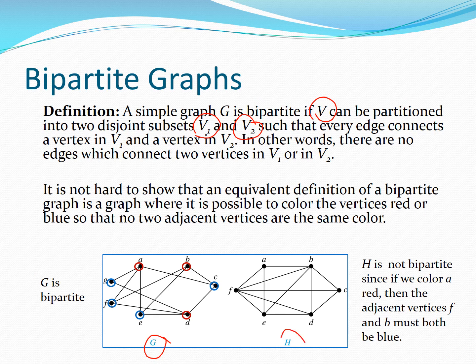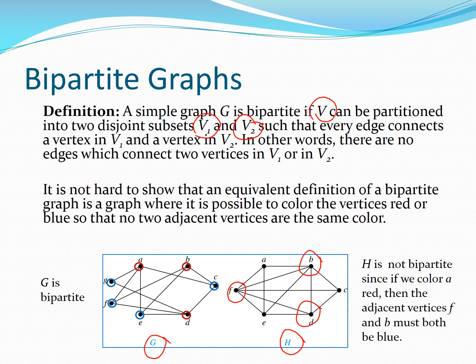Now, if you take the example of H, you can see that you will not be able to divide it up into two such sets. For example, if you were to put B, F, and D into one set, you can notice here that there is an edge going from B to D as well.